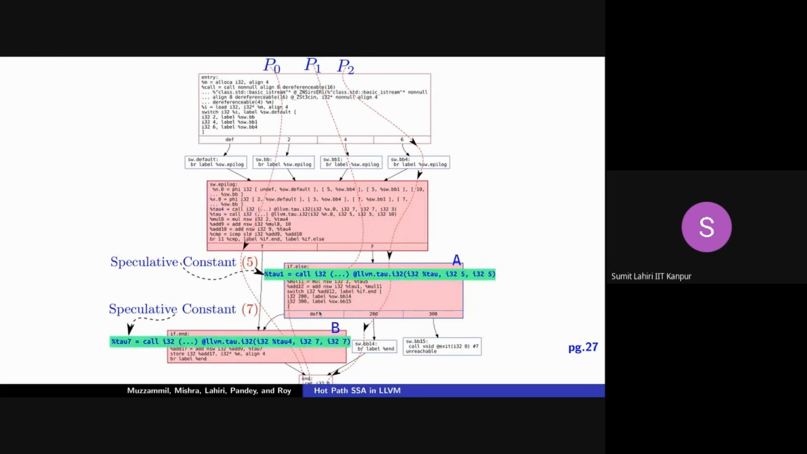Here I show the control flow graph out of the LLVM IR of the same program. You can ignore the blue lines for now; I'll go over them later. We were able to detect that only 5 is the value coming into this block, and so the constant value is 5. And over here, both the values are 7, so this variable takes on a value of 7. So these two are the speculative constants. I'm just highlighting the two lines I was talking about.